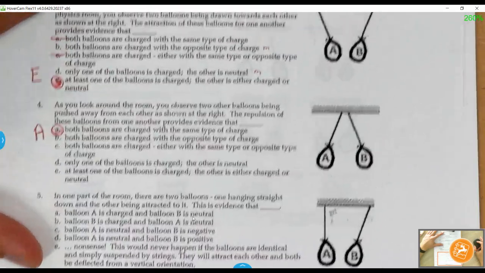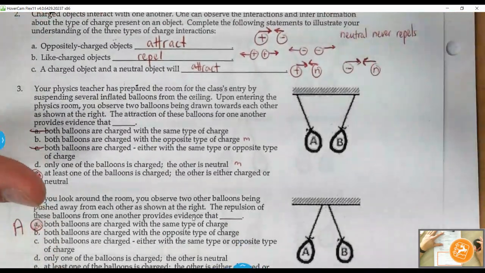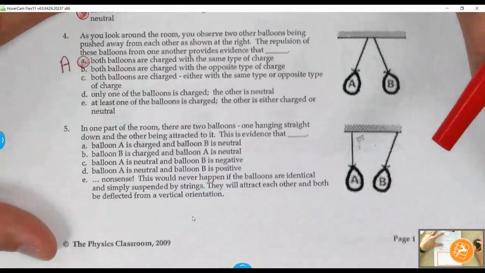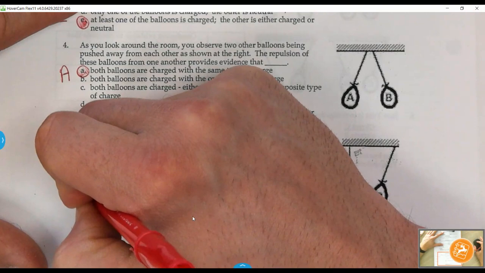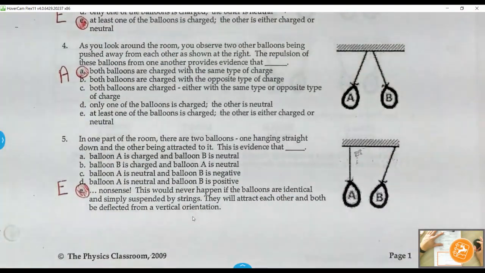There is no indication of anything that we looked at that shows one just chilling and the other being attracted. Doesn't work like that. So it is correct. It is A. It cannot happen like that. It will not happen like that. Very, very good.